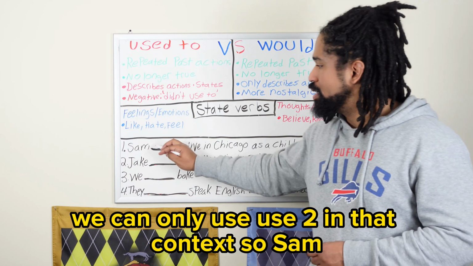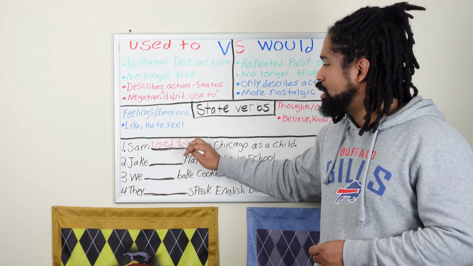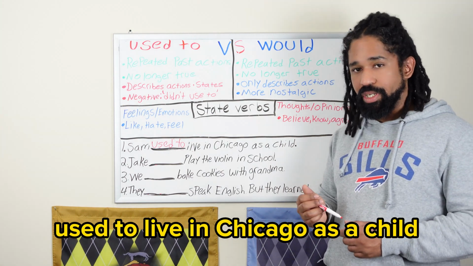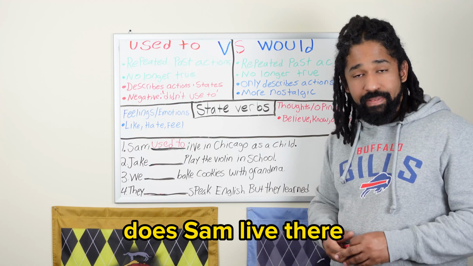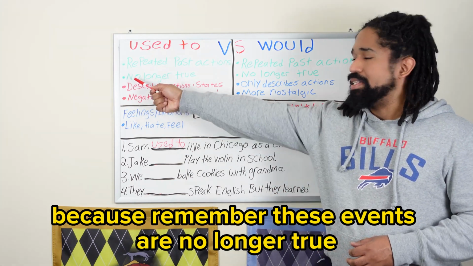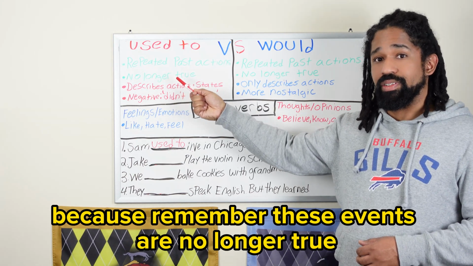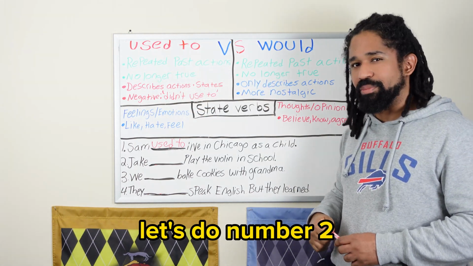So Sam used to live in Chicago as a child. Does Sam live there now? No, because remember, these events are no longer true when we use used to and would. Let's do number 2.